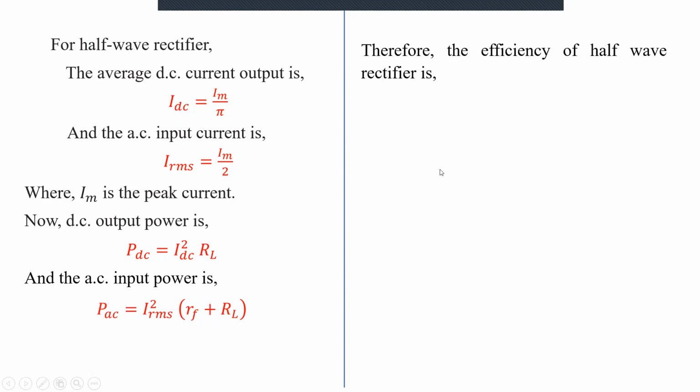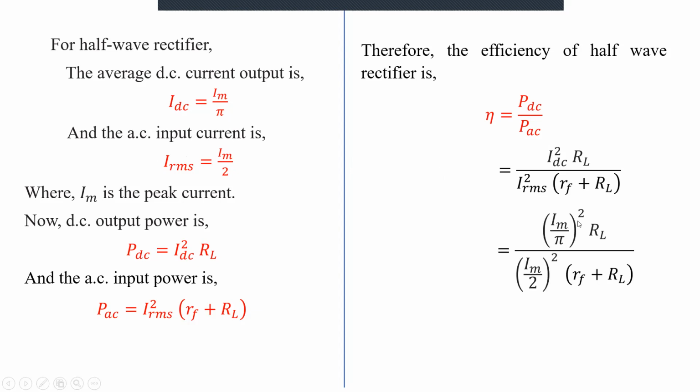Now you take the ratio of the output power divided by input power. That is given by eta equals PDC divided by PAC, output DC power divided by input AC power. Just substitute for PDC, that will be IDC square into RL, and PAC is IRMS square into Rf plus RL. What is the IDC value? It is Im by pi. What is IRMS? It is Im by 2. Just substitute for IDC and IRMS. That will give you Im divided by pi, squared, into RL, whole divided by Im by 2, squared, into Rf plus RL.